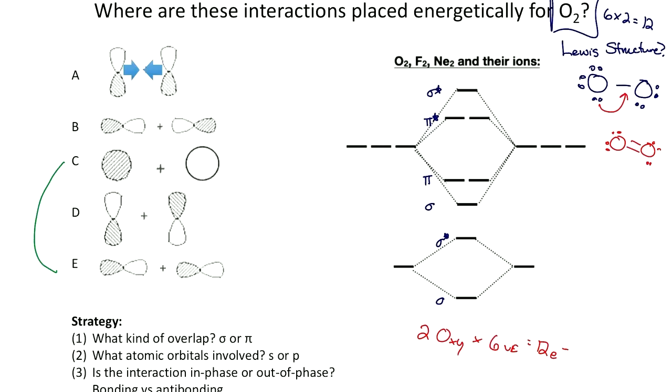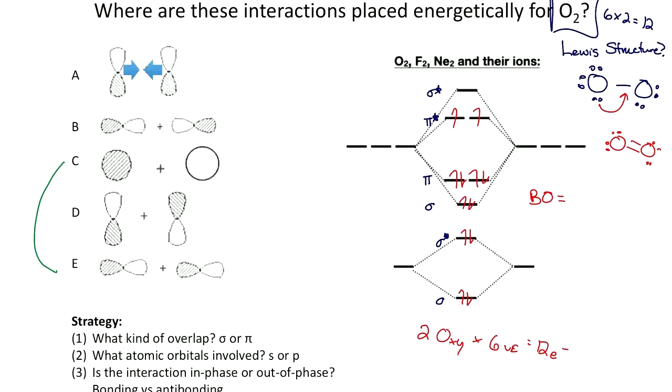So 1, 2, 3, 4, 5, 6, 7, 8, 9, 10, and then the last 2 electrons go where? In pi star. But what do I have to be careful about here when I put the last 2 electrons? Spread them out, yes, so 11, 12, in the same spin. Okay, so let's calculate bond order, but we kind of have an inkling of what it's going to be.